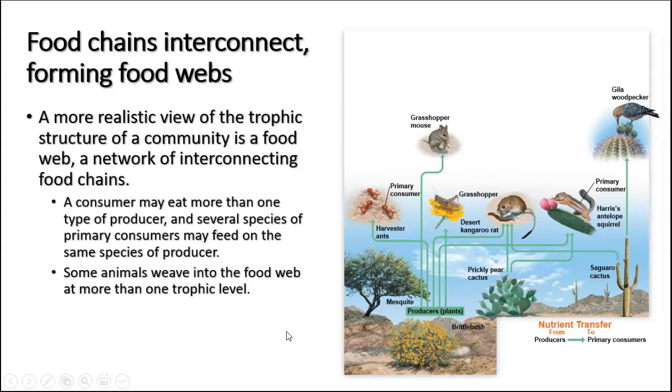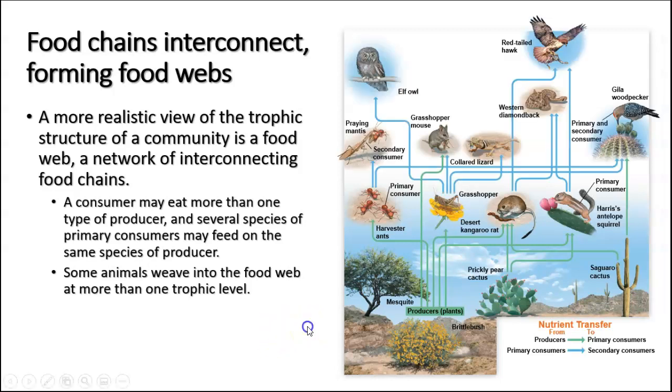The first nutrient transfer and energy transfer will be from the producers to the primary consumers. So all the different animals that would eat the plant material, like the harvester ants or the grasshoppers or the mouse, the kangaroo rat, and so forth. It depends on where you are. In this particular one, we've got a lot of different things here that feed on these different plants, different parts of the plants.